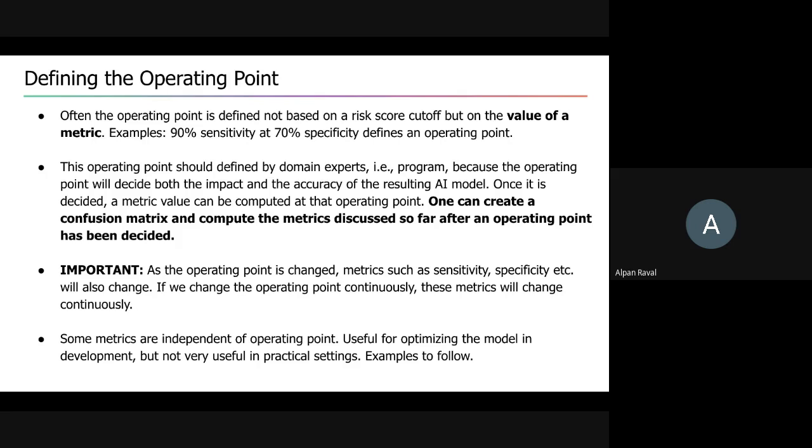And we know that some metrics, actually we haven't come to this yet, but there are some metrics that are independent even of operating point. And they're very useful for optimizing the model in development, because when the AI model is in development, you haven't yet chosen your operating point. So you want to work with metrics that don't depend on operating point. So often that's the case. So there are metrics that are useful for development, but not so useful in practical settings.